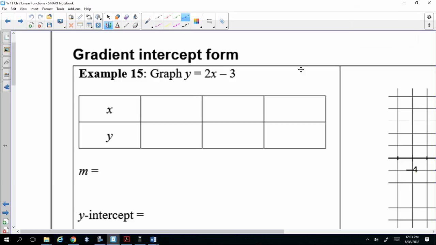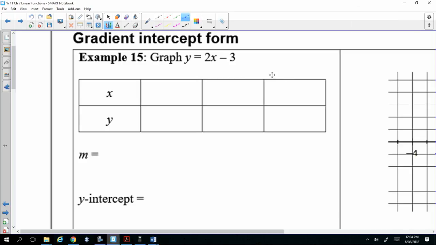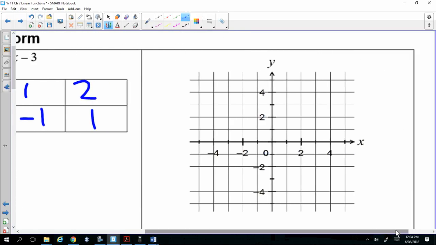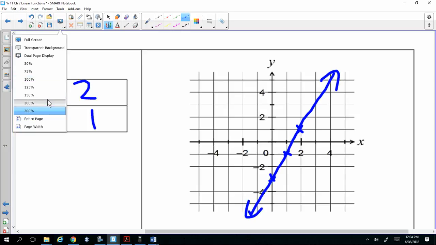To fill in a table of values, we're going to draw this graph. So we'll put in 0, 1, 2, and then we get -3, -1, and 1. Plot these points on the graph on your right. (0, -3) is over here, then there, and join the dots together, you get a line. Okay? Alright, so that's the graph drawn.